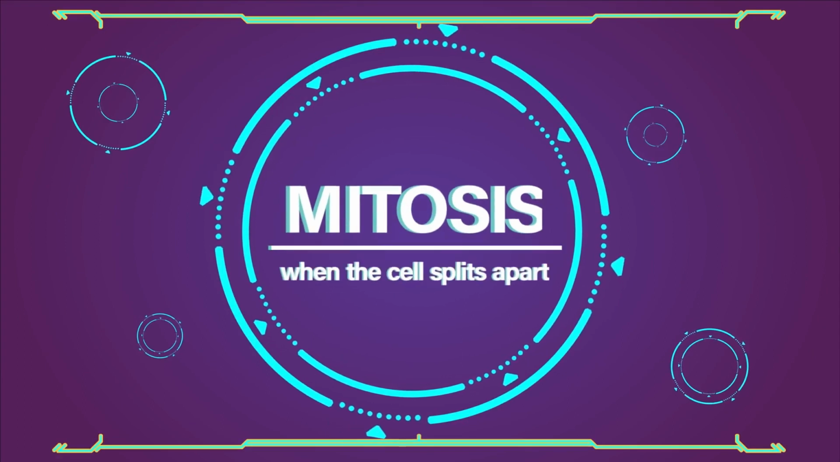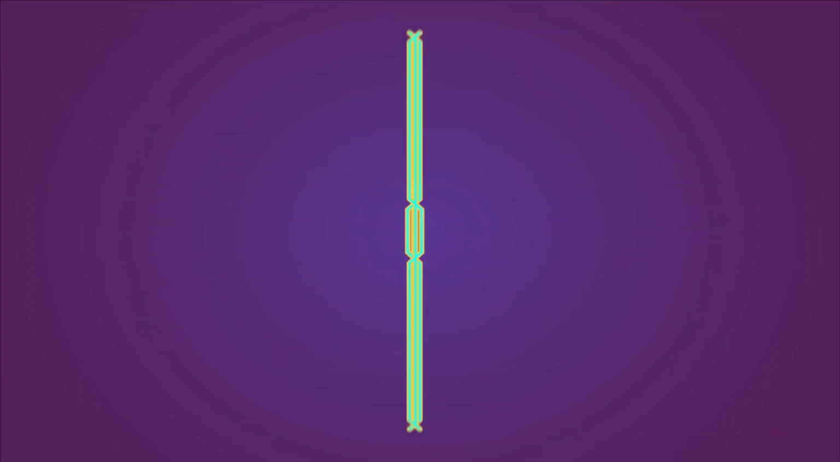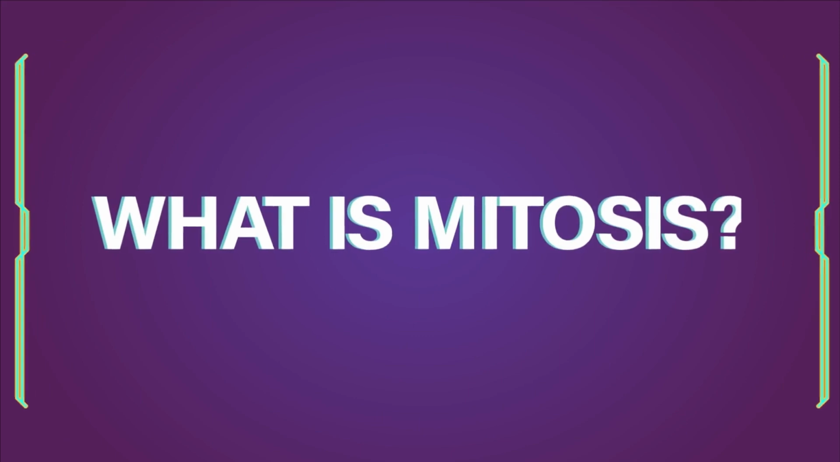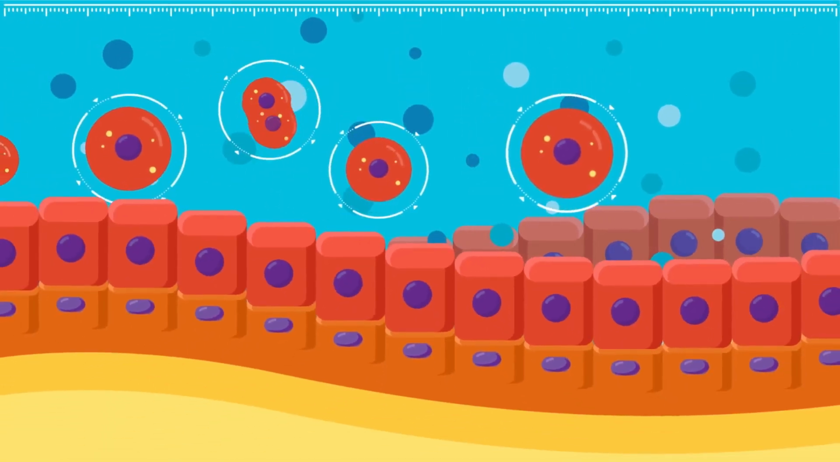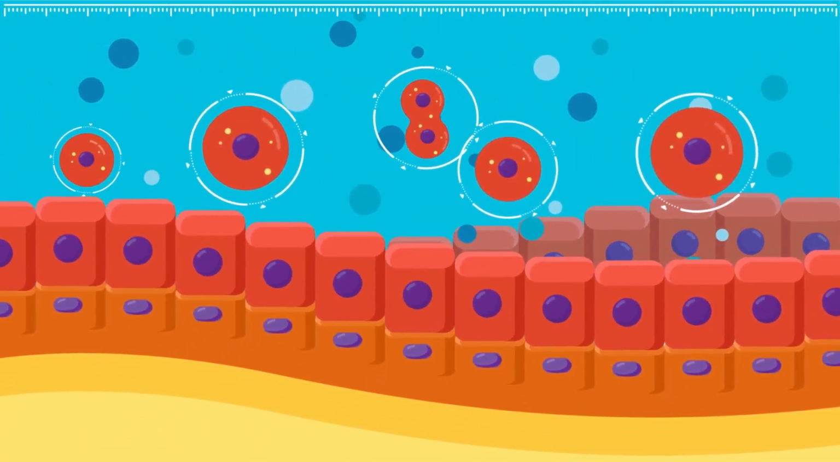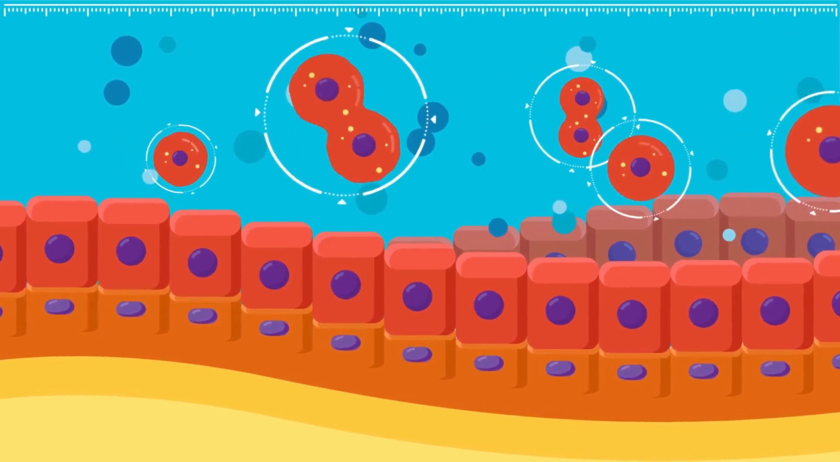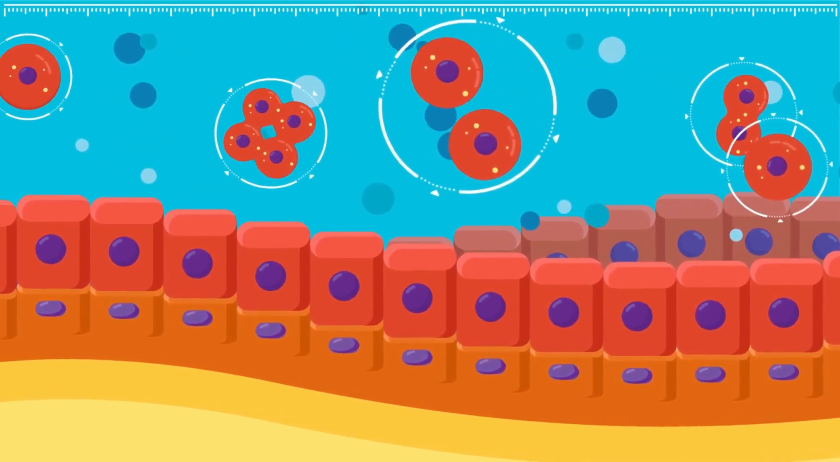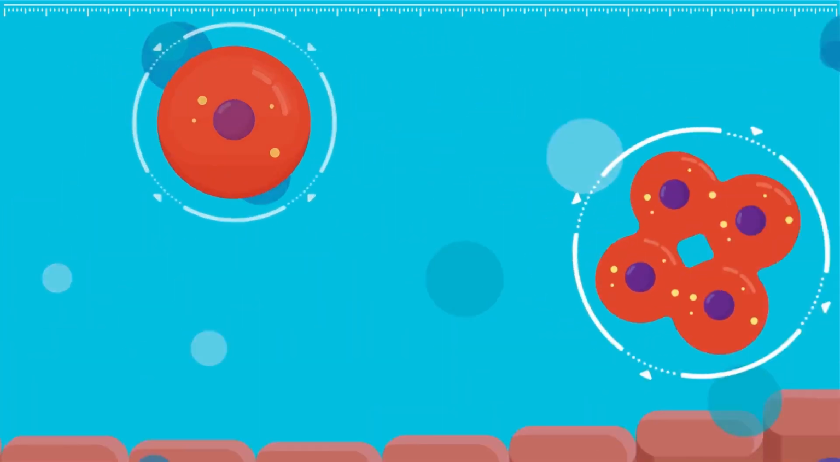Mitosis, when the cell splits apart. What is mitosis? Eventually, cells need to duplicate. There are two main methods of replication: mitosis and meiosis. This tutorial will talk about mitosis.